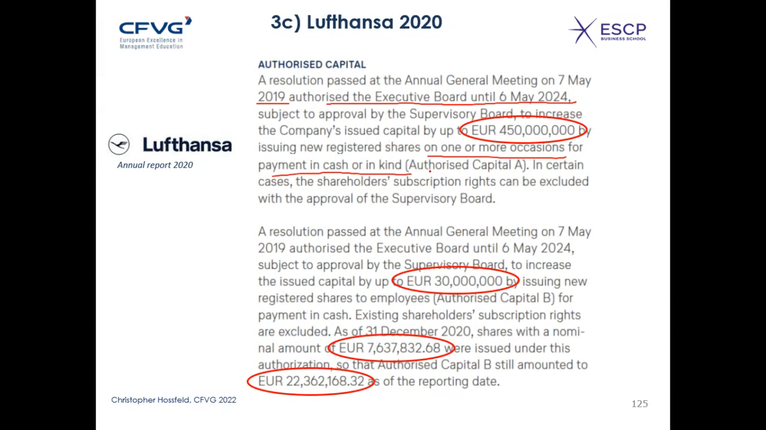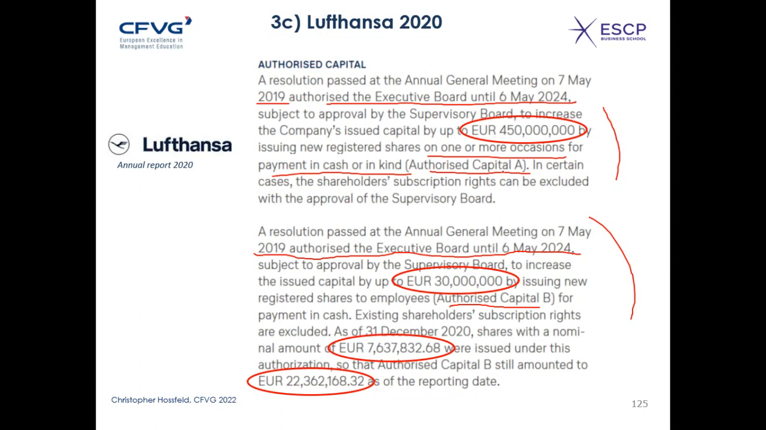This is called authorized capital A. In the same shareholder meeting, the executive board was also authorized until 2024 to issue an additional capital of 30 million, the so-called authorized capital B. When we have smaller amounts like this, usually this is authorized capital for stock options, whereas bigger amounts are usually for other occasions: saving the company, convertible bonds, where I have to issue new shares because investors decided to convert their bonds, and so on.